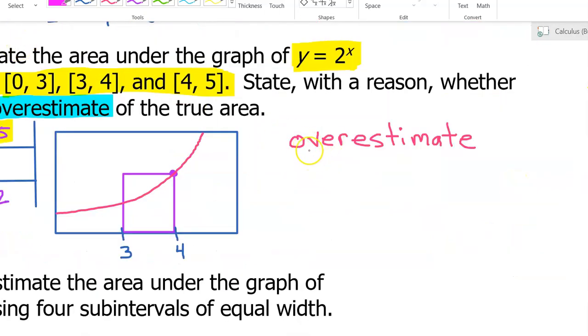In AP Calculus, your justification is just as important as your actual answer. So why is this an overestimate? I told you to memorize that for the left and right rectangle methods, it's all about whether the function is increasing or decreasing. This function is increasing. The parent function, y equals 2 to the x power, you know this is exponential. You know this is an increasing function. So your justification will be because y equals 2 to the x power is increasing.